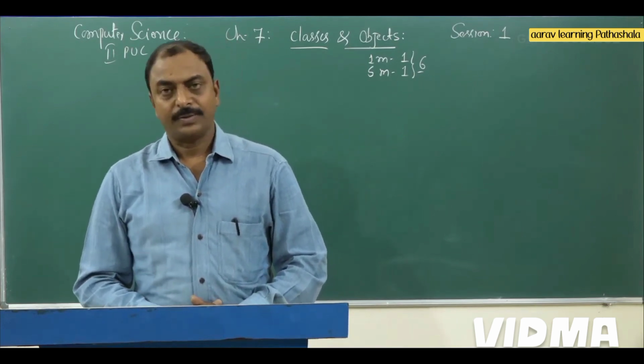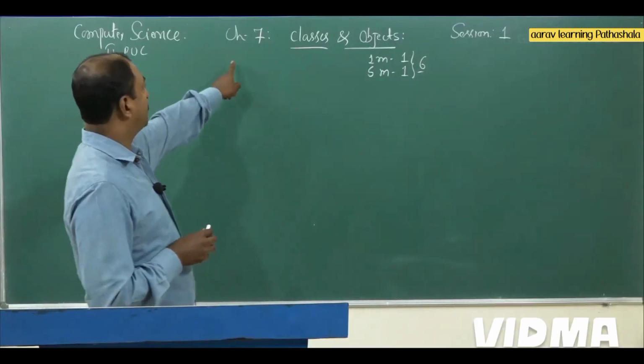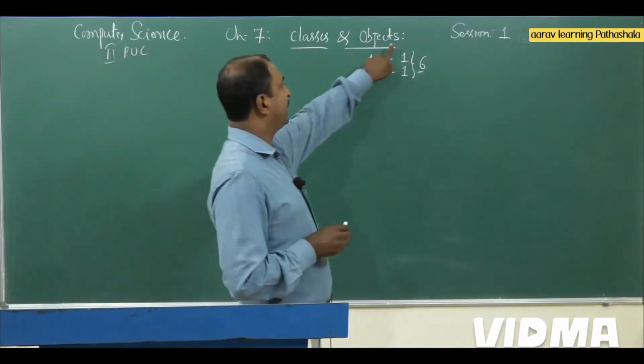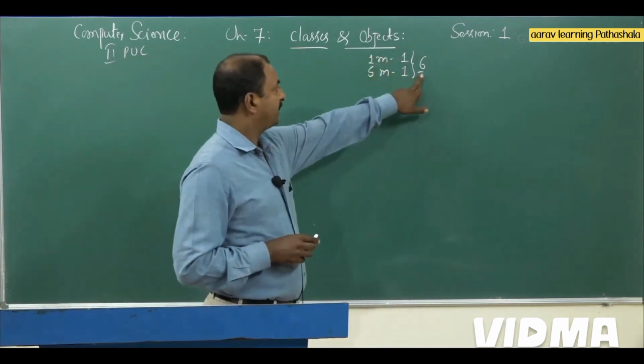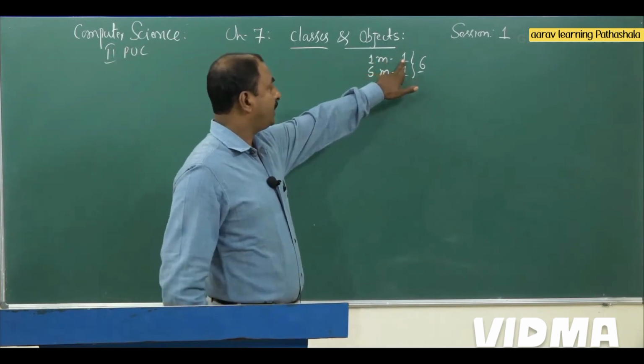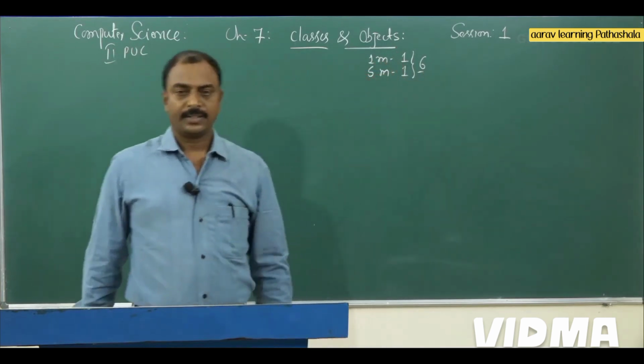So my dear students, in this session, I am going to explain chapter 7, classes and objects. Weightage of this chapter is 6. Out of 6, 1 mark question 1, 5 mark question 1. So weightage is 6 marks.